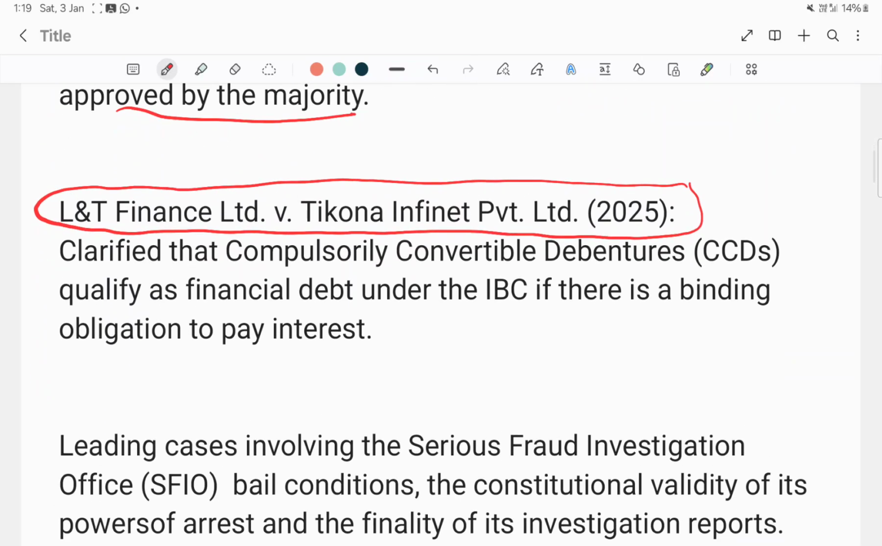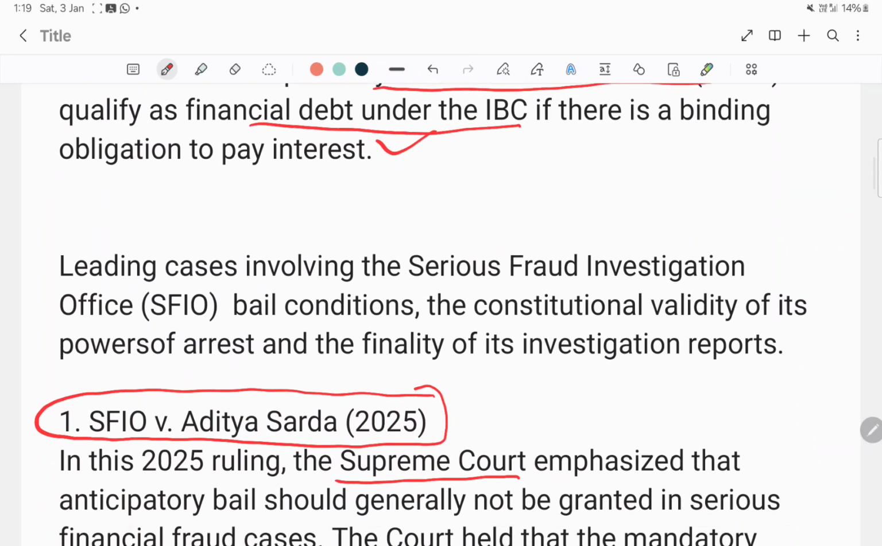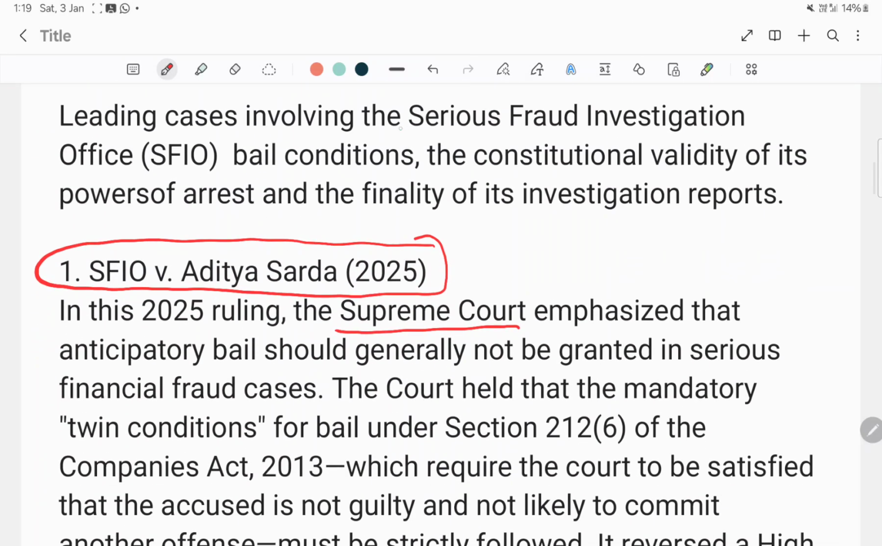Thereafter, L&T Finance Limited versus Ticona Infitech Private Limited. This judgment is delivered by one of the benches of NCLT, which clarified that compulsorily convertible debentures qualify as a financial debt under IBC if there is a binding obligation to pay interest. Thereafter, there are leading cases on serious fraud investigation, officer bail conditions, the constitutional validity of the power of arrest, and finality of the investigation report.